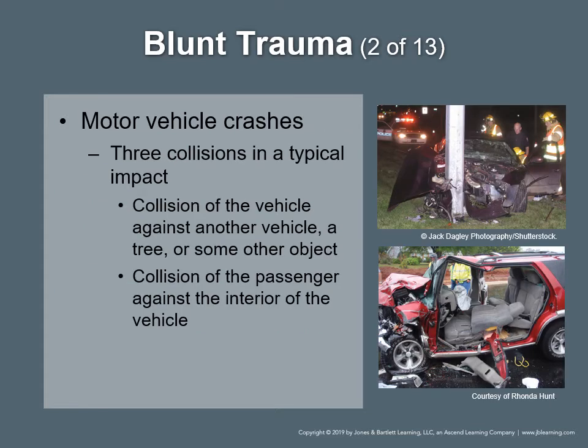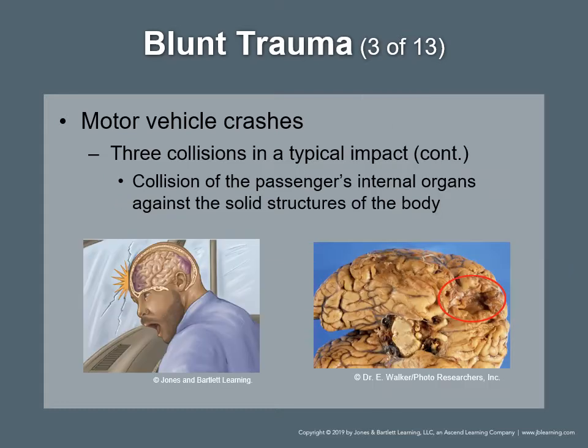Motor vehicle crashes are classified traditionally as frontal or head-on, rear end, lateral or T-bone, rollovers, and rotational or spins. The principal difference among these crash types is the direction of the force of impact. Three collisions occur in a typical impact: the collision of the vehicle against another vehicle, tree, or some other object, the collision of the passenger against the interior of the vehicle, and the collision of the passenger's internal organs against the solid structures of the body.